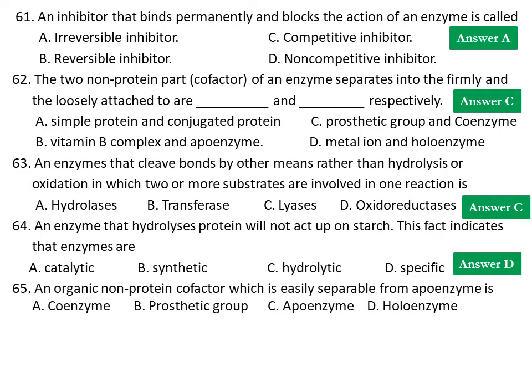Question number 65. An organic non-protein cofactor which is easily separable from apoenzyme is A. Coenzyme, B. Prosthetic group, C. Apoenzyme, D. Holoenzyme. So the answer should be A. Coenzymes are easily separable from the apoenzyme.